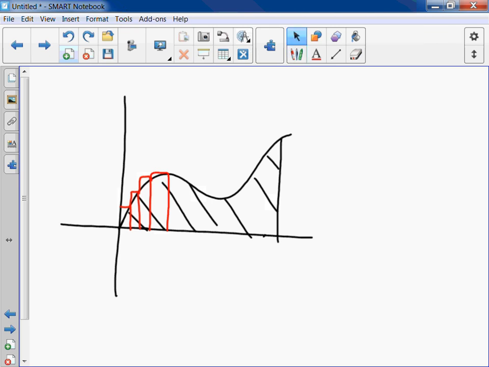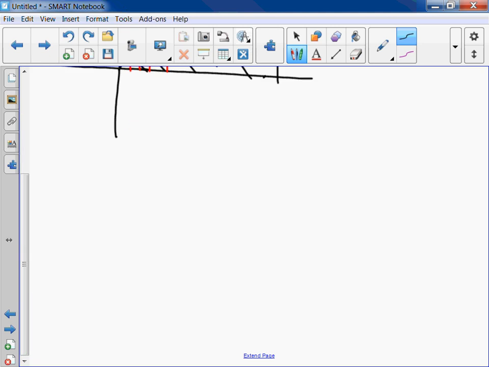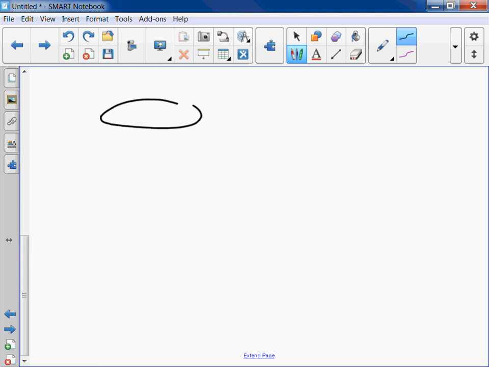You can find volume of many different shapes. You can find volumes of cylinders, right? Area of the base times the height. That's a geometry formula. But you can't do weird shapes unless you have calculus.